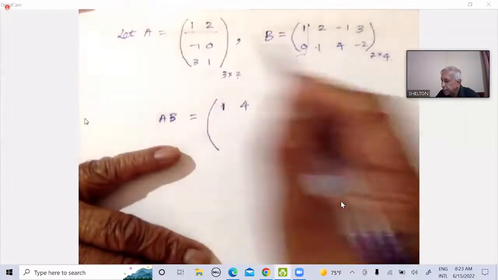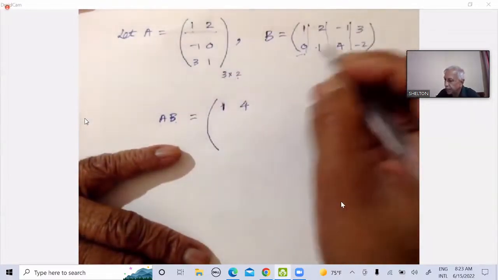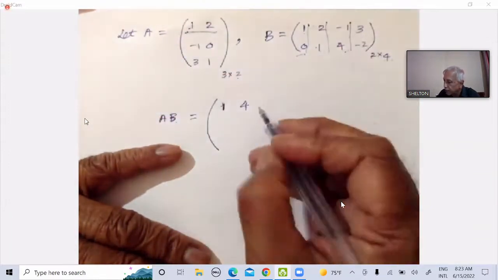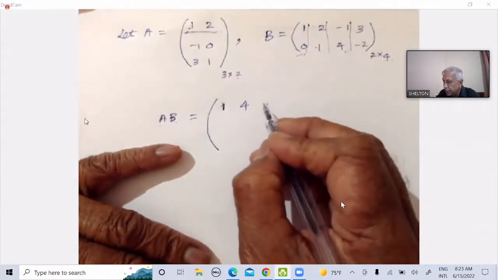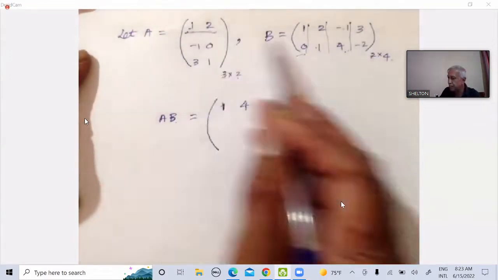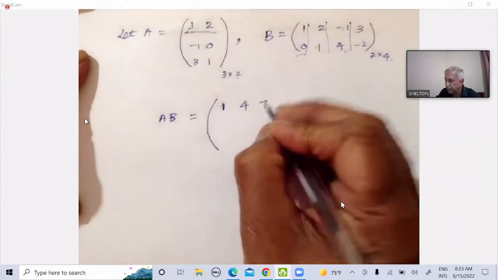And then this one times this. You take columns from that, rows from this. So this row and third column. So first row, third column entry. 1 times 1, minus 1. 2 times 4, 8. 8 minus 1, 7.